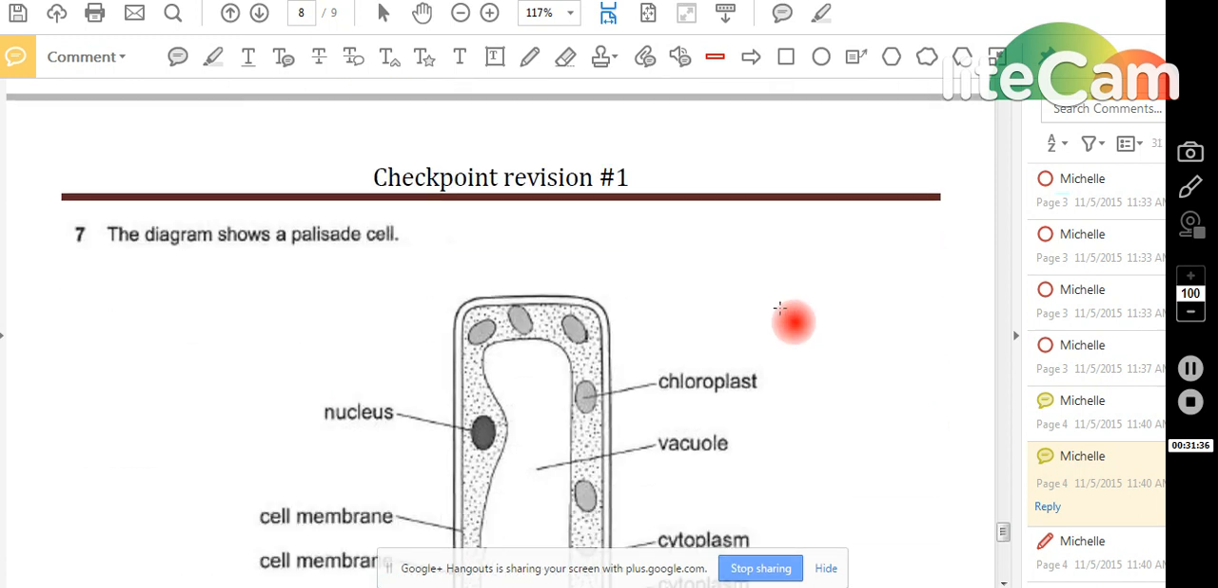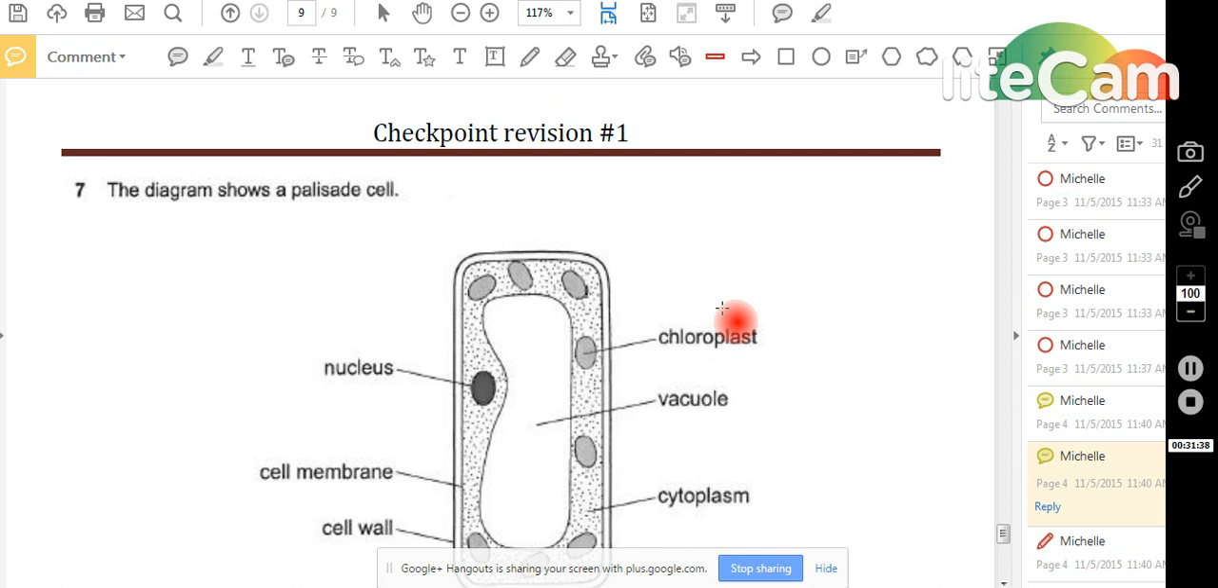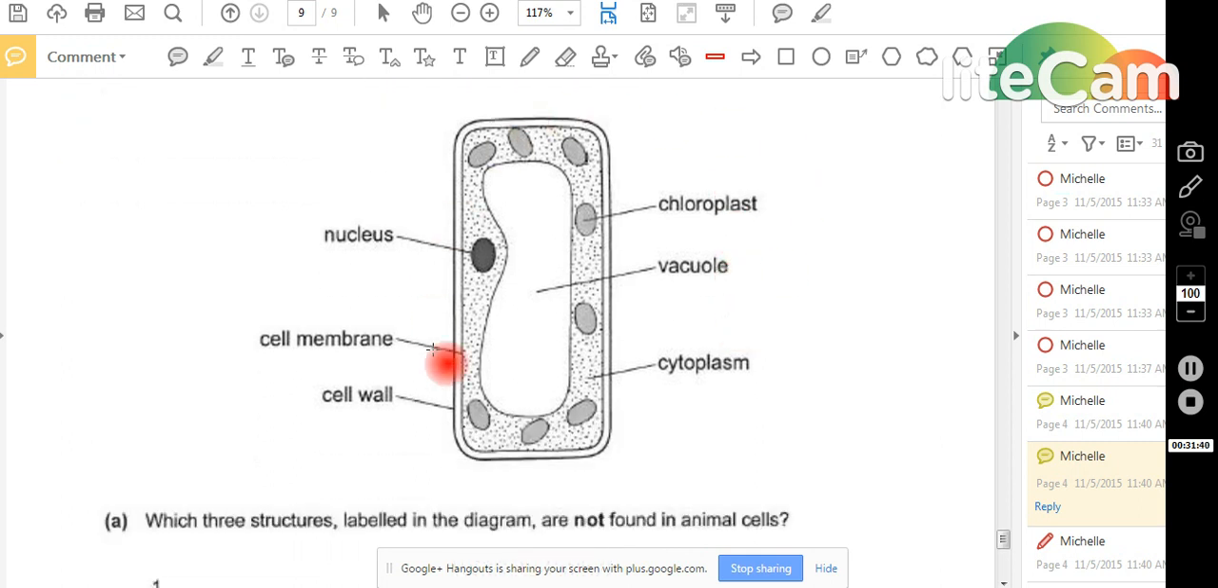Well done. Very good. The diagram shows a palisade cell. Here's the palisade cell. Where do we find palisade cells? It's below your upper epidermis. In what? In plants, animals? Plant cell. Yes, in leaves.